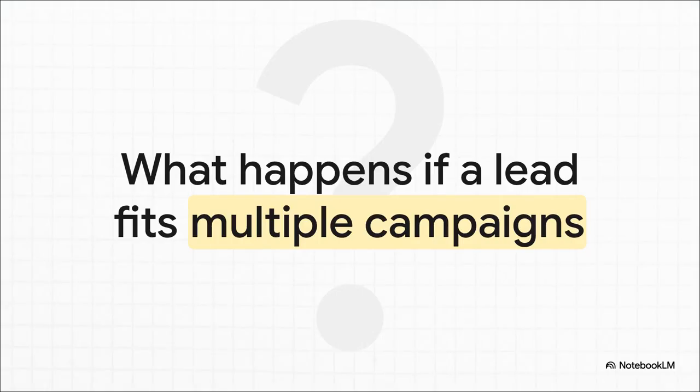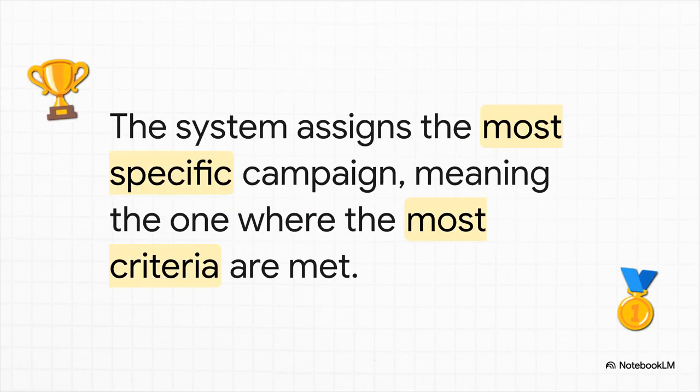So let's imagine this scenario. Let's say you have a pretty general new buyer campaign, but you also have a really specific one just for new Zillow leads. Now, a new lead comes in from Zillow, so technically, they fit the criteria for both of those campaigns, right? So what happens? Which one does the system pick? And the answer is incredibly simple. Ready? The most specific campaign always wins.